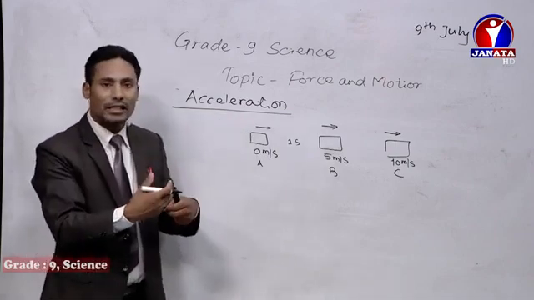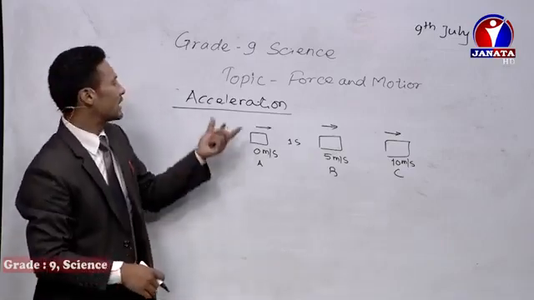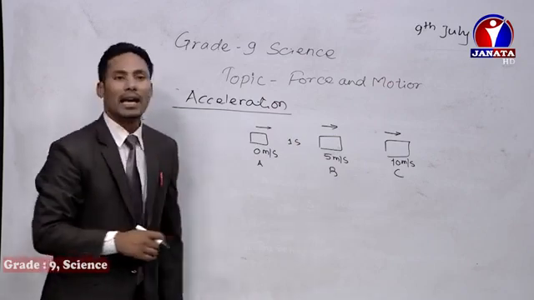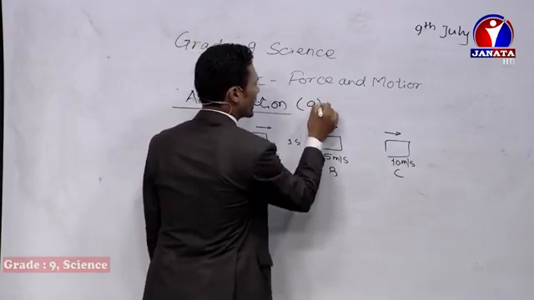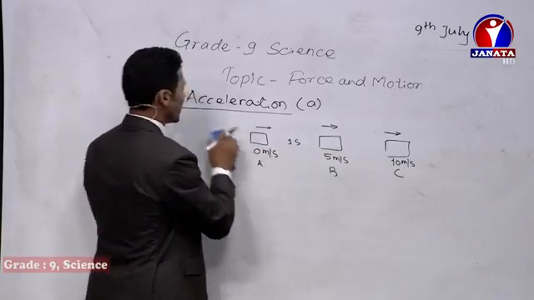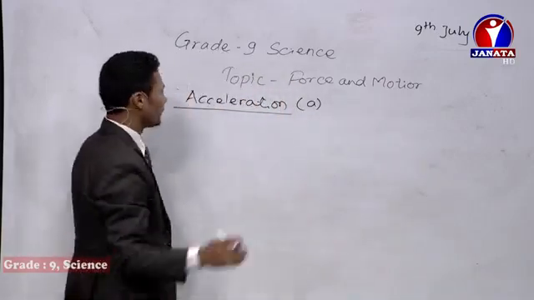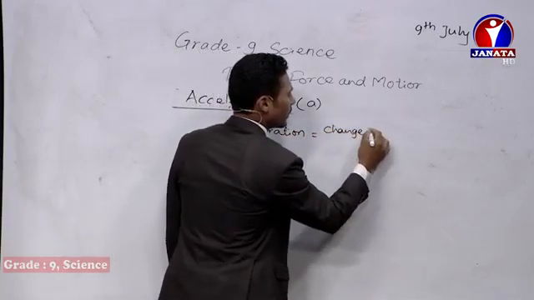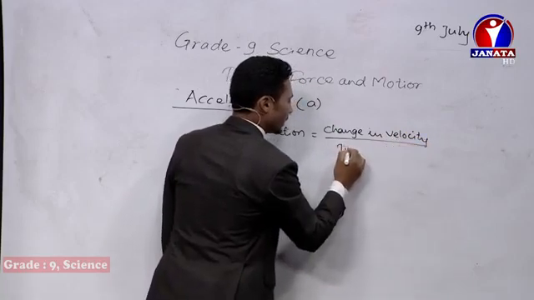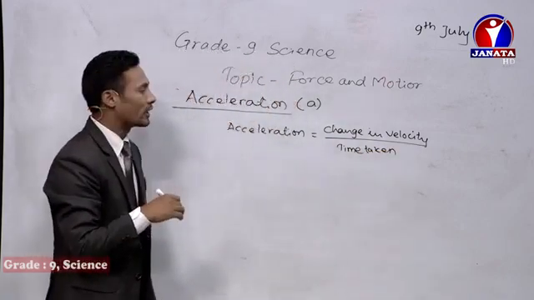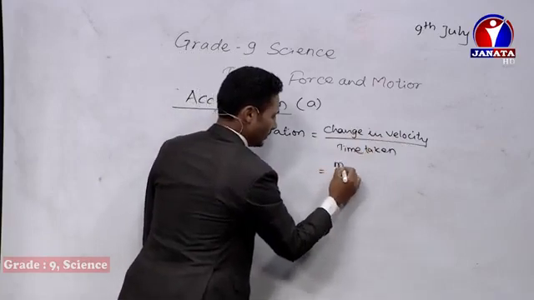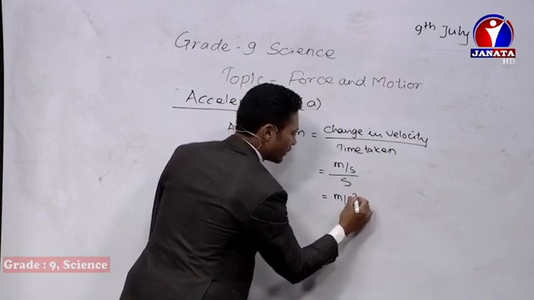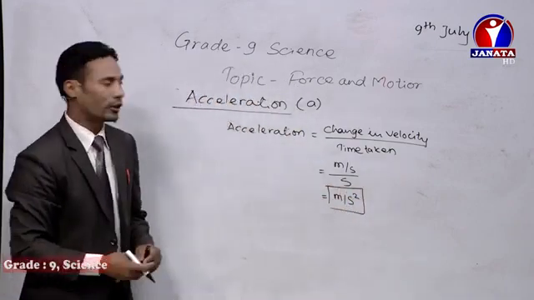That means the increment in the velocity or the decrement in the velocity per unit time is defined as acceleration. So acceleration can be defined as the rate of change of velocity. And the symbol for acceleration we write with the small a. So let's write down the formula for acceleration. Acceleration is change in velocity by time taken. Let's check the unit of acceleration. The velocity unit is meter per second and the time unit is second, so we get meter per second square. This meter per second square is the unit for acceleration.